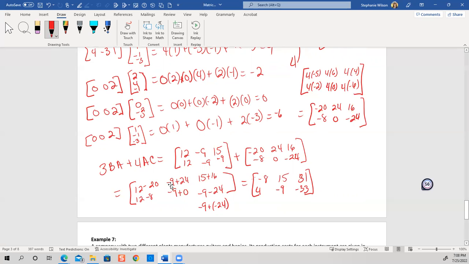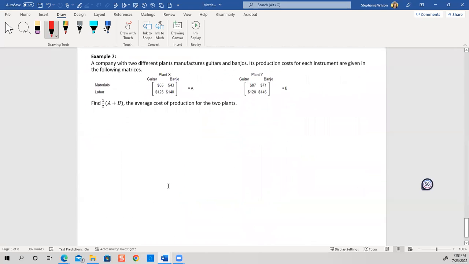All right, let's move on to our last one. Our last one says a company with 2 different plants manufactured guitars and banjos. Its production costs for each instrument are given in the following matrices. So now we're going to solve for A plus B, and then we're going to take half of it. Because remember, order of operations is you always clean up the parentheses first.